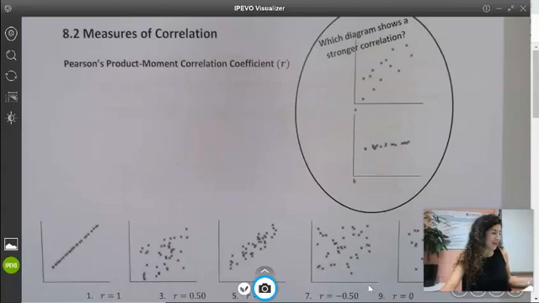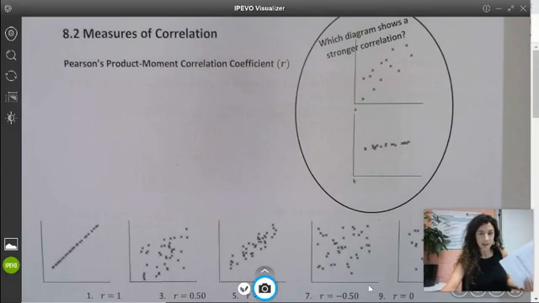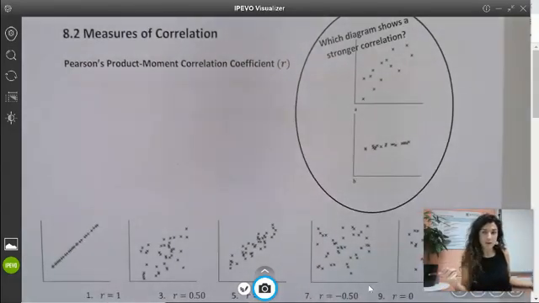Hey, 12th graders. We are moving on in our Unit 8 notes. We're going to talk about something called Pearson's product moment correlation coefficient. We typically just call it R or Pearson's coefficient or something like that.